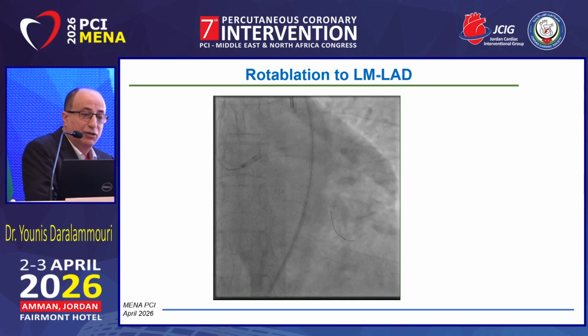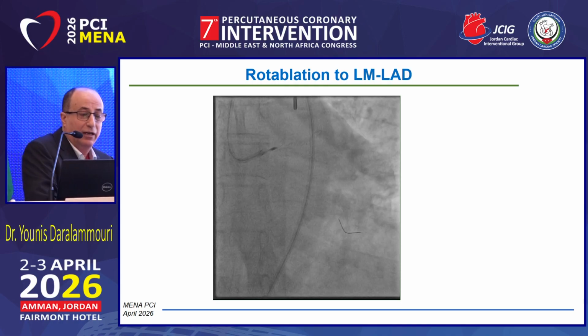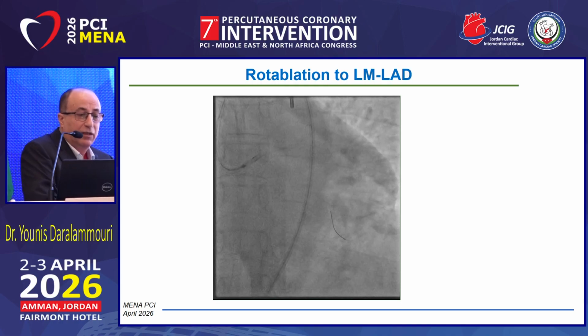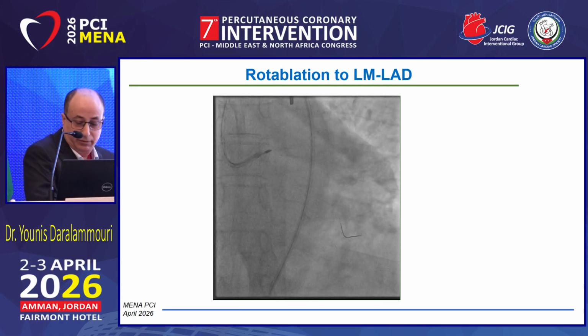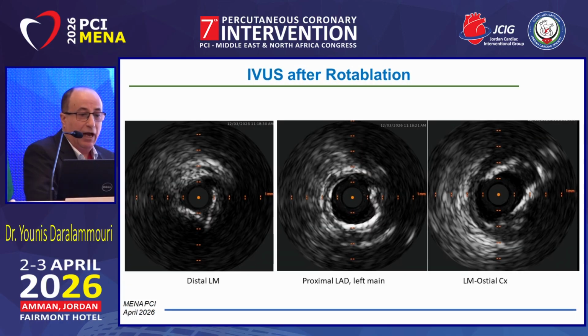A 7 French guide catheter was used, LAD was wired, and given the severe calcification in the left main and LAD, we performed rotational atherectomy for left main and LAD. The IVUS confirmed the extensive calcification in the distal left main and proximal LAD with a calcium arc more than 270 degrees.